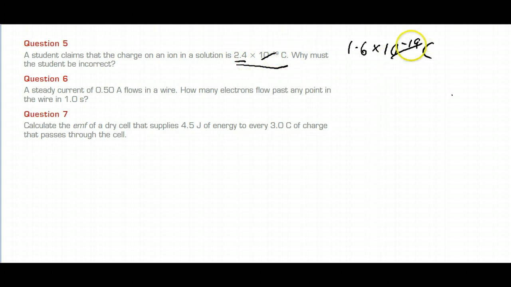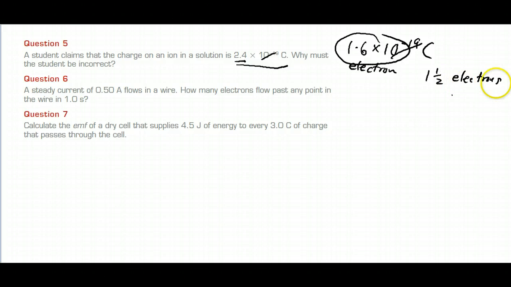Since these are both the same, we can disregard those. 2.4 is about 1.5 times the size of 1.6. So effectively, if this is one electron, let's say, it could be a proton, it could be an electron, then this here is 1.5 electrons. Can you have 1.5 electrons? I don't think so. You can't cut electrons in half, you can't cut protons in half. You can break them up into smaller pieces, but that's not the same as chopping them in half and having half the charge. You can't do that.